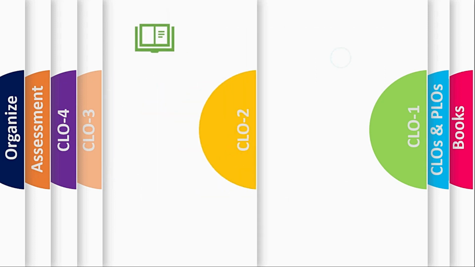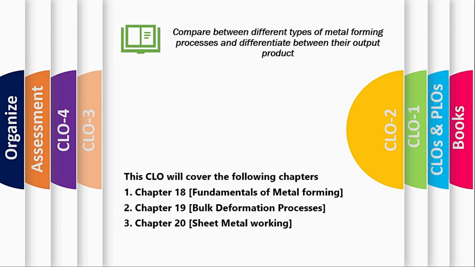Now for the second CLO: compare between different types of metal forming processes and differentiate between their output products. Sometimes for making a single product we have different manufacturing processes, and it depends upon the type of application we have for that particular part. So you not only need to learn about the type of manufacturing process, but you should also be able to identify the advantages of various manufacturing processes over others. This CLO will cover chapters 18, 19 and 20 of your textbook.